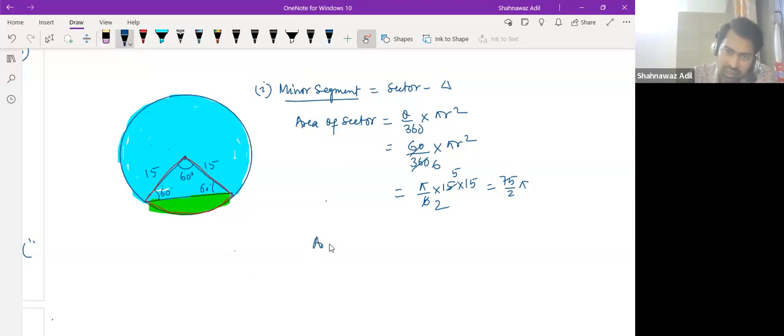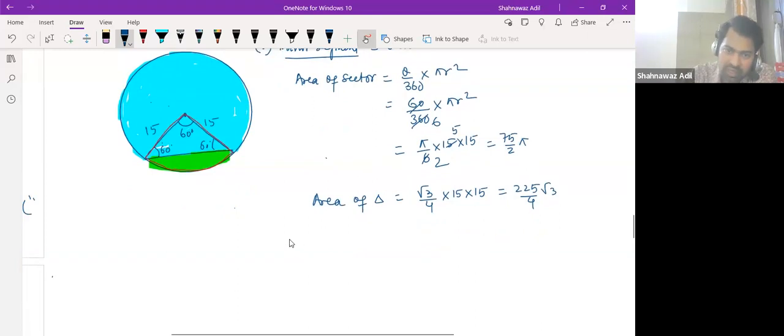So area of triangle, that is how much? Root 3 by 4, 15 into 15, right? So this is 225 by 4 root 3. So then minor segment, this would be 75 by 2 pi minus 225 by 4 root 3.